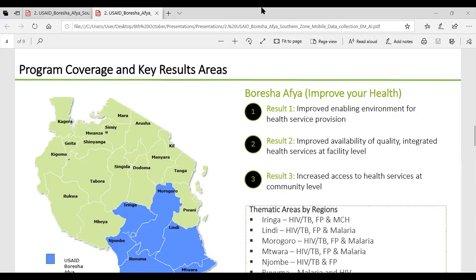In Lindi also, we have HIV, TB, family planning, and malaria. And also Morogoro, which is HIV, TB, family planning, malaria, Njombe, and also we do have Ruvuma, where we're implementing malaria and HIV. Next slide, please.